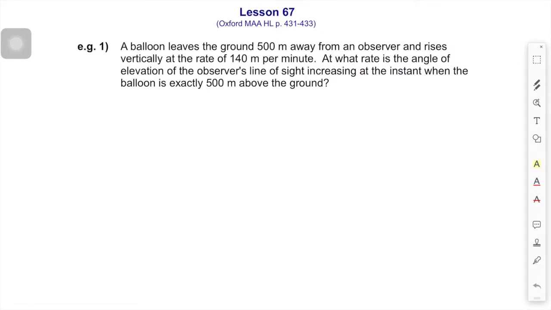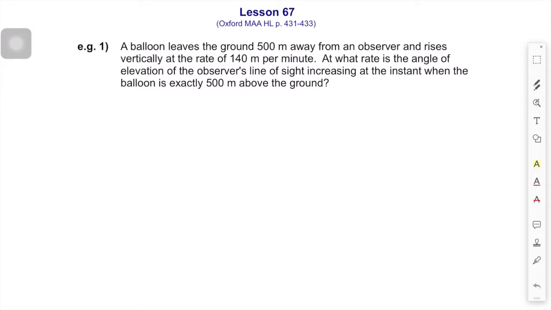Lesson 67. In this lesson, we'll be looking at related rates problems involving trig derivatives. Here is example 1. A balloon leaves the ground 500 meters away from an observer and rises vertically at the rate of 140 meters per minute. At what rate is the angle of elevation of the observer's line of sight increasing at the instant when the balloon is exactly 500 meters above ground?